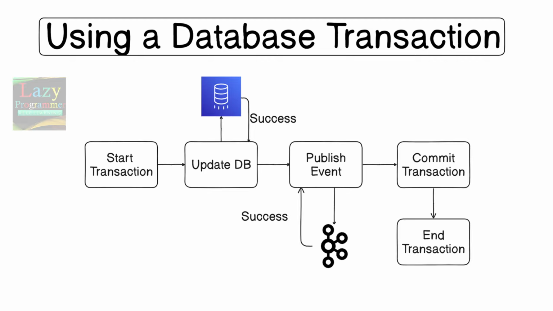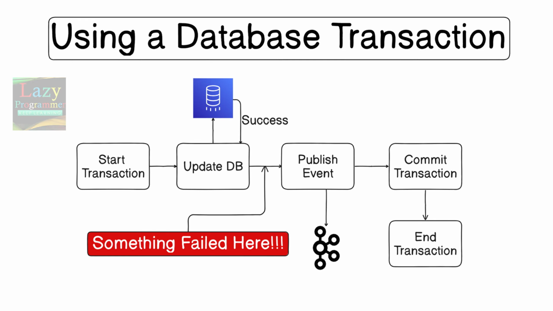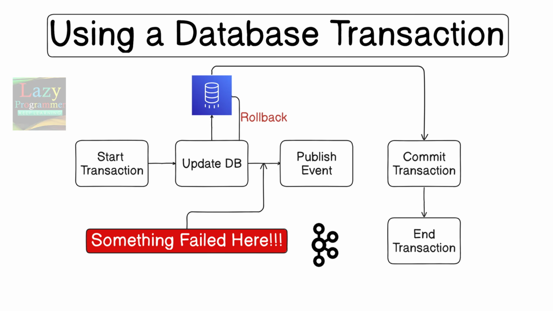Let's try to understand why. We will discuss two scenarios. Suppose a failure has occurred after the database update but before publishing the event. In this case, the database update which was done earlier will be rolled back. Neither Kafka event nor database will have record of the transaction. So consistency of the data is maintained.